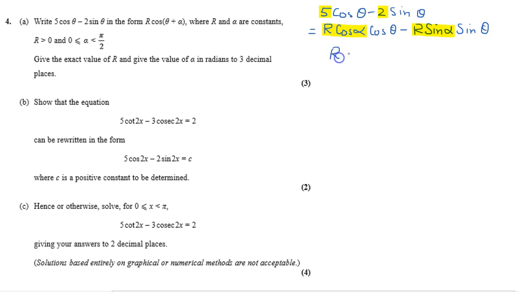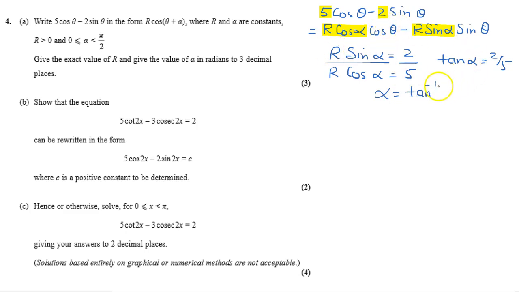So r sin alpha is equal to 2 and r cos alpha is equal to 5. If we divide, we get tan alpha is equal to 2 over 5. So alpha will be tan inverse, or arctan, of 2 over 5. So that is 0.381 up to 3 places of decimal.